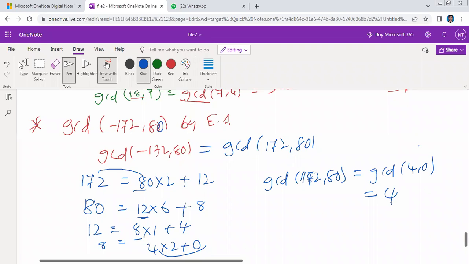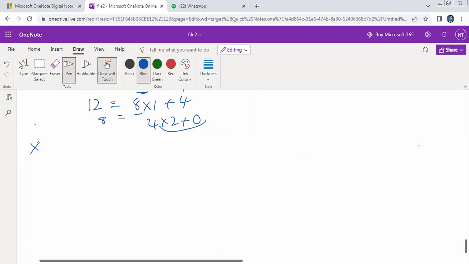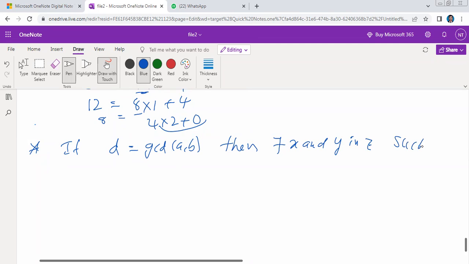ఇక నెక్స్ట్ ఈక్వేషన్స్ ఎలా సాల్వ్ చేయడం? If D is equal to GCD of A, B, then there exist X and Y in Z such that a linear combination A into X plus B into Y is equal to D.